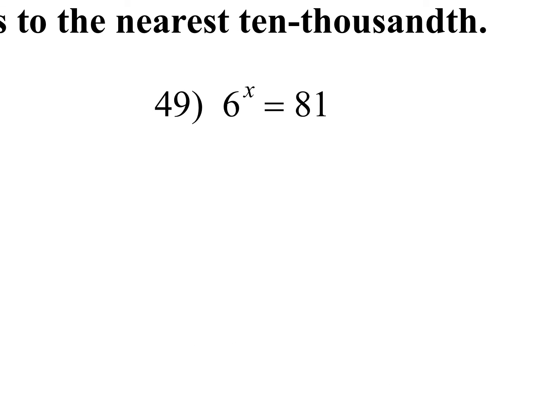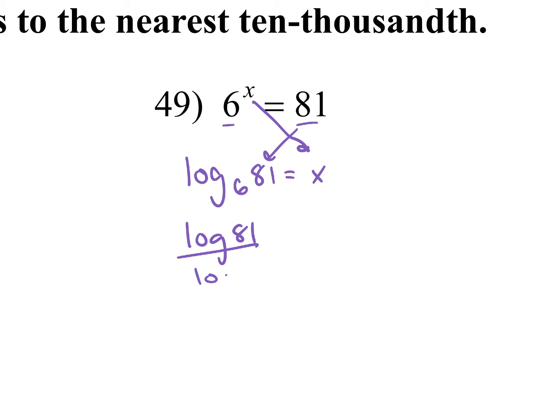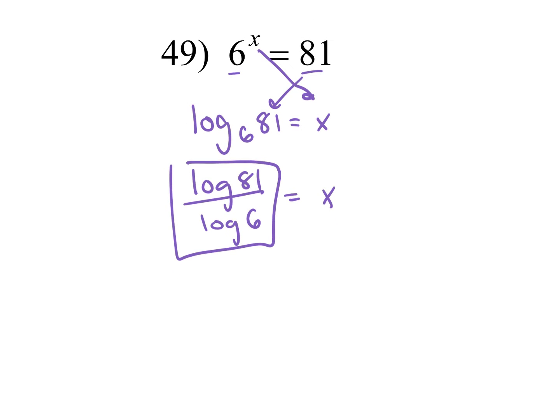So 49, we can't get these to have the same base, so we have to put it in our calculator. So I would do log base 6, and then we flip these, of 81 is equal to x. So log of 81 divided by log of 6 is equal to x. So we just put this into our calculator. So you have to do log of 81 divided by log of 6. So x is equal to 2.45.